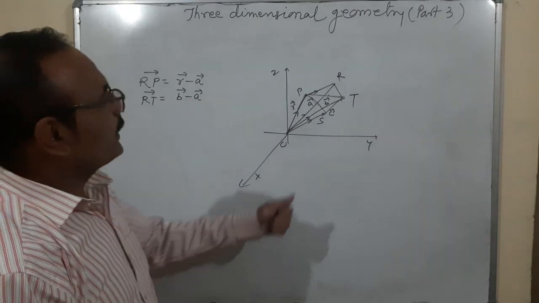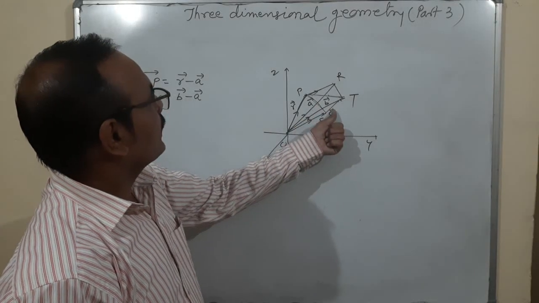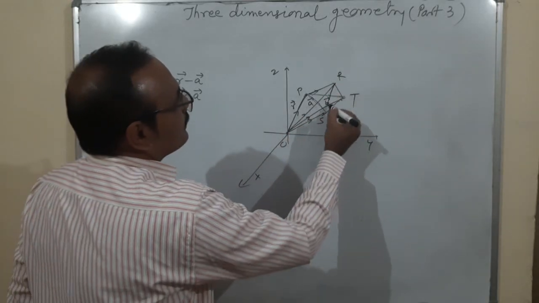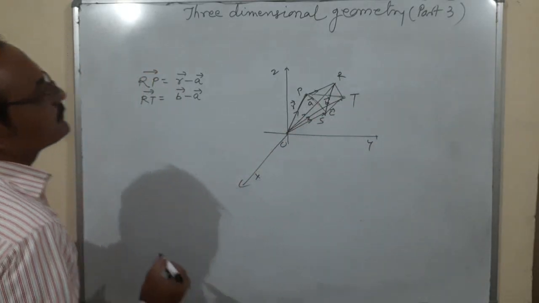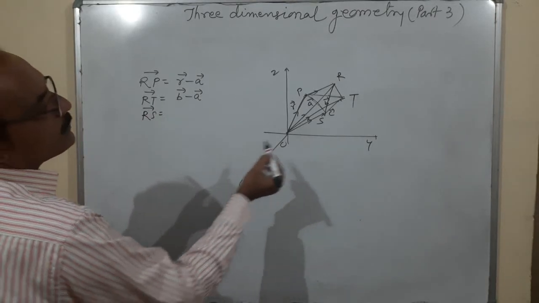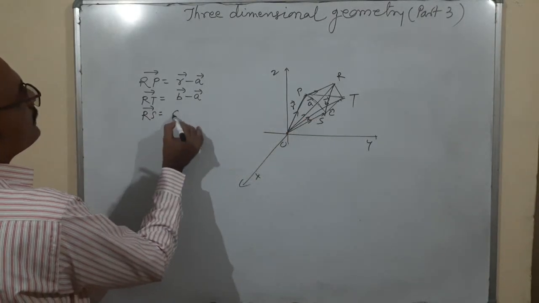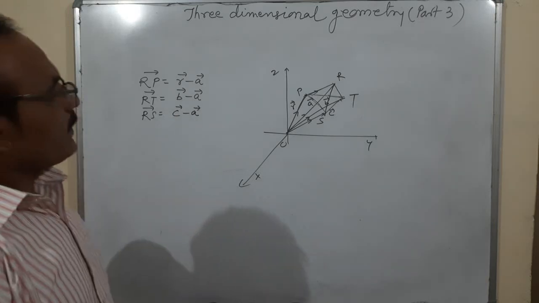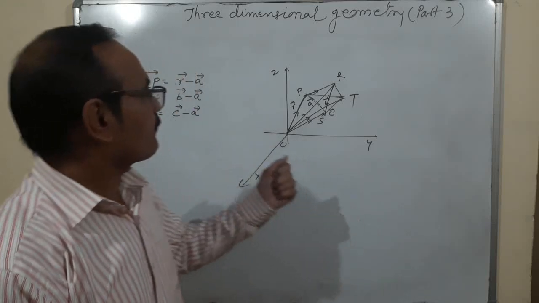And one I want to take A and C. So A and C, that means this is A and that is C, RS, OS minus OT. So C minus A. Okay. Here one important thing.